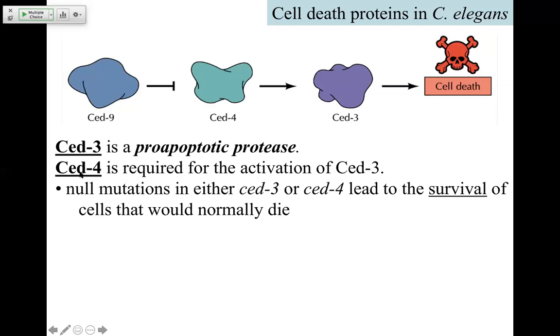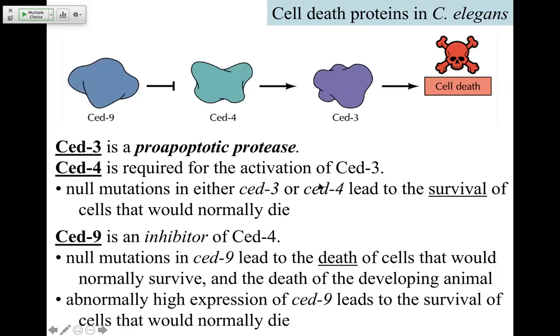CED4, another mutant, when we determine what its gene product is, the normal CED4 is required to activate CED3. And so genetically, if you have a null mutation, null means no gene product, right? The absence of any gene product from either CED3 or CED4 leads to survival of cells that would normally die. Right? It's meaning that the normal gene product is required for cell death. And then they found another cell death gene, and that appears to be an inhibitor. CED9 appears to inhibit, that's what our little bar is, right? Inhibits the activity of CED4.